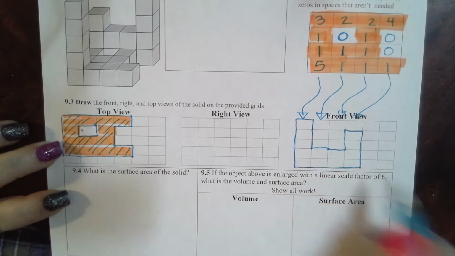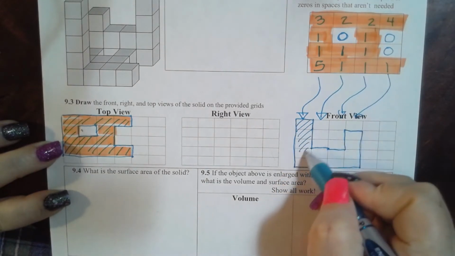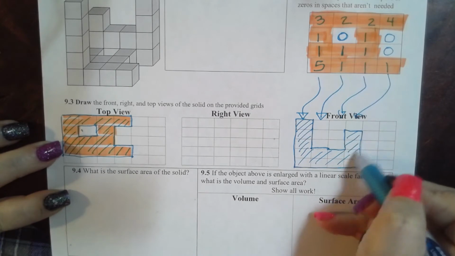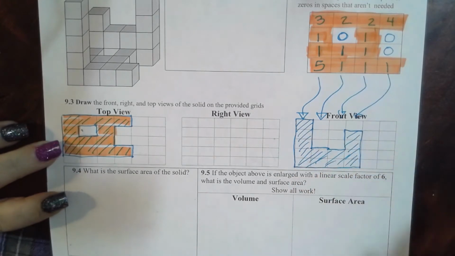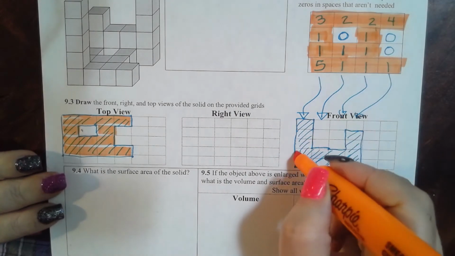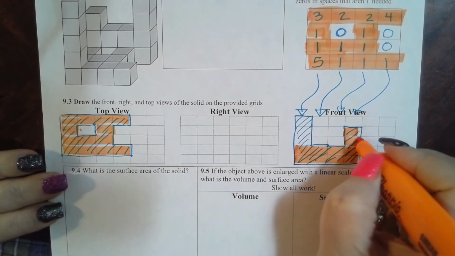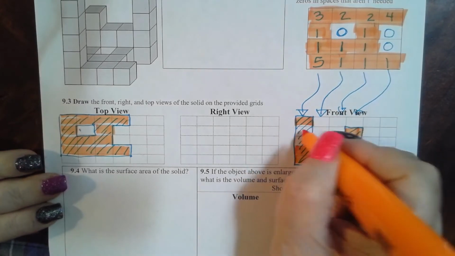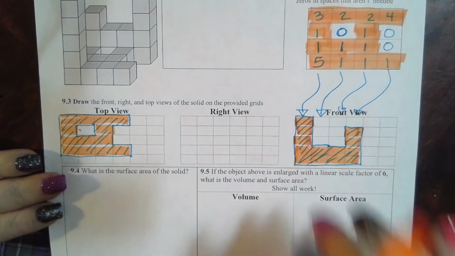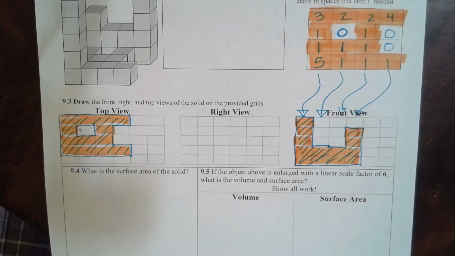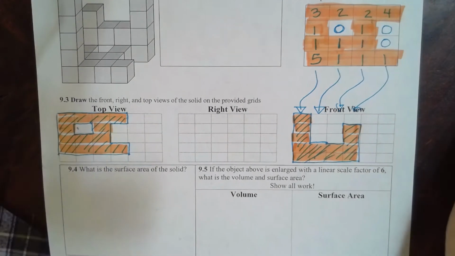This will give me the front view. And again, you can just do like I did here, or you can shade it in with a highlighter. It just needs to be 100% obvious that this is the exact shape that you wanted to get, and then you get your credit.